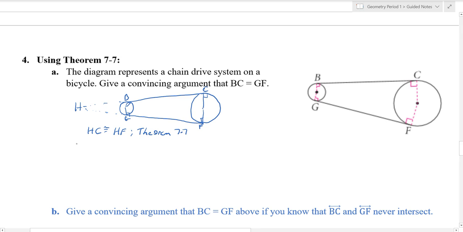So now we can say, because of the segment addition postulate, we can say that HB plus BC equals HG plus GF, right? So we have that, and this is the segment addition postulate. We can now say that HB is congruent to HG, and that is also because of theorem 7-7.